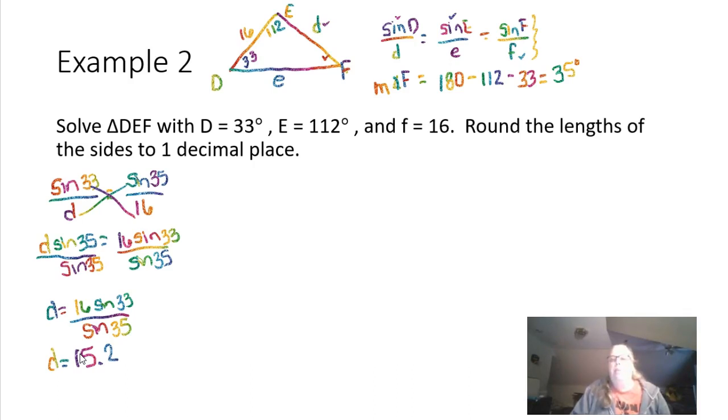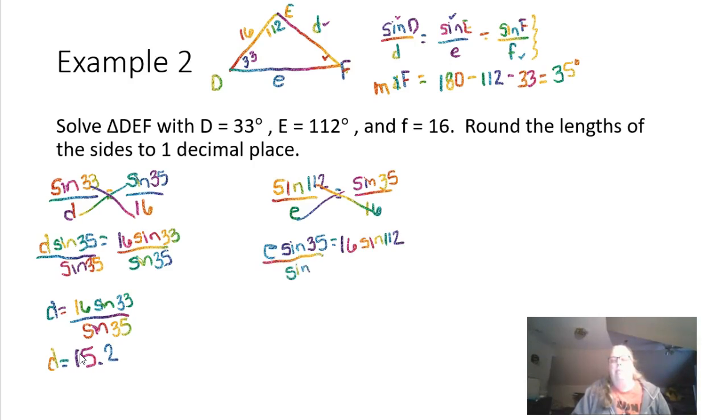And again, I'm going to use the same part of the proportion here, angle F and side F, to figure out what side E is. That means the sine of angle E is to side E as the sine of angle F is to side F. Let's cross multiply to solve. On the left, we'll have E times the sine of 35. And on the right, we'll have 16 times the sine of 112. We're solving for E. Let's divide out that sine of 35.